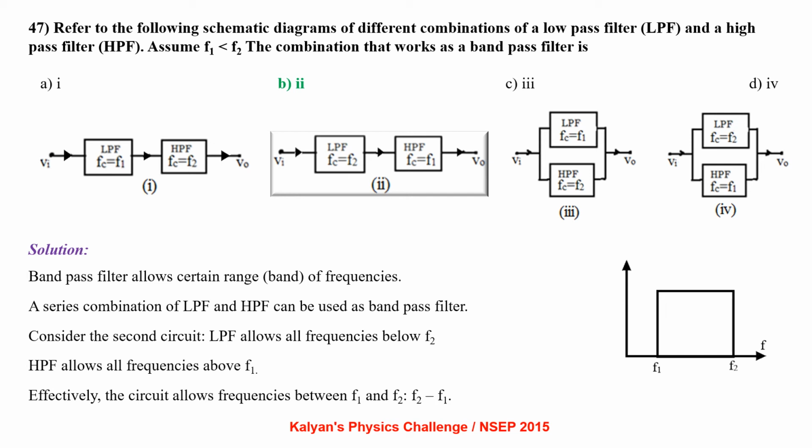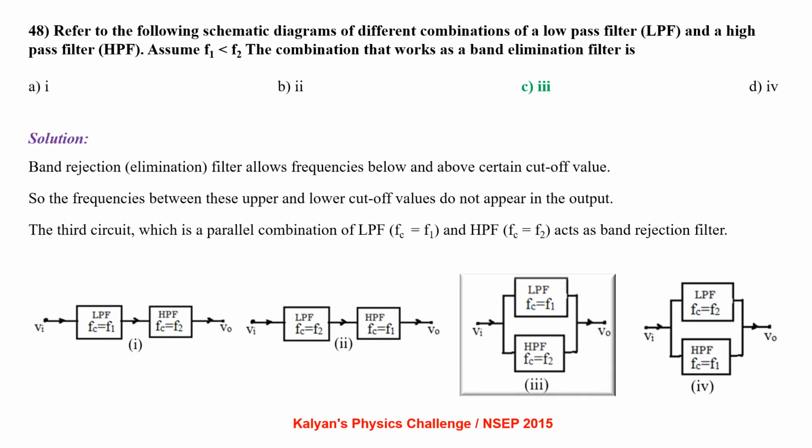Consider the second circuit. LPF allows all frequencies below F2. HPF allows all frequencies above F1. So effectively the circuit allows frequencies between F1 and F2, that is F2 minus F1. So the correct option is 2.